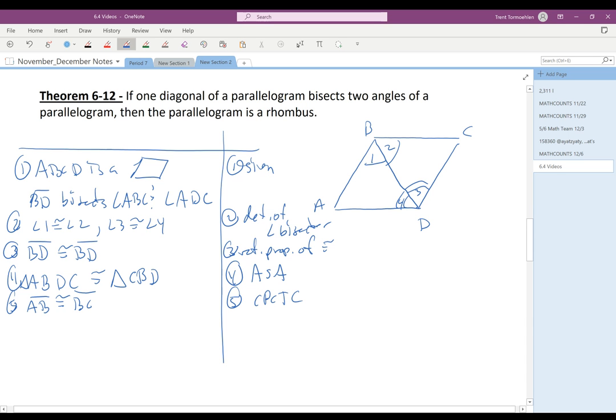Right now, the only way we know to prove something's a rhombus is by definition, which is to show the four sides are congruent to each other. And so that would then tell us that BC is congruent to AD, and AB is congruent to CD, and that's because in a parallelogram, opposite sides are congruent.